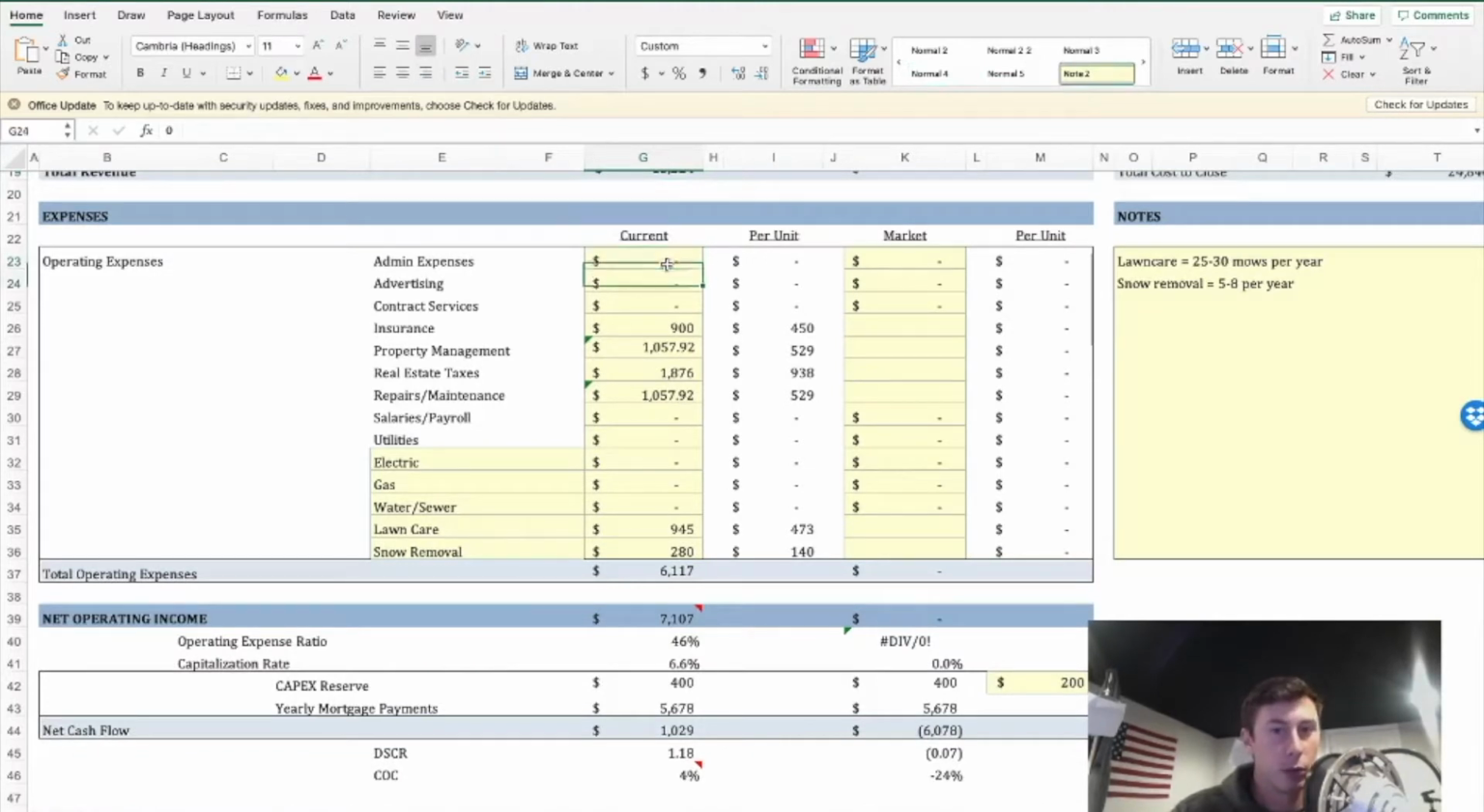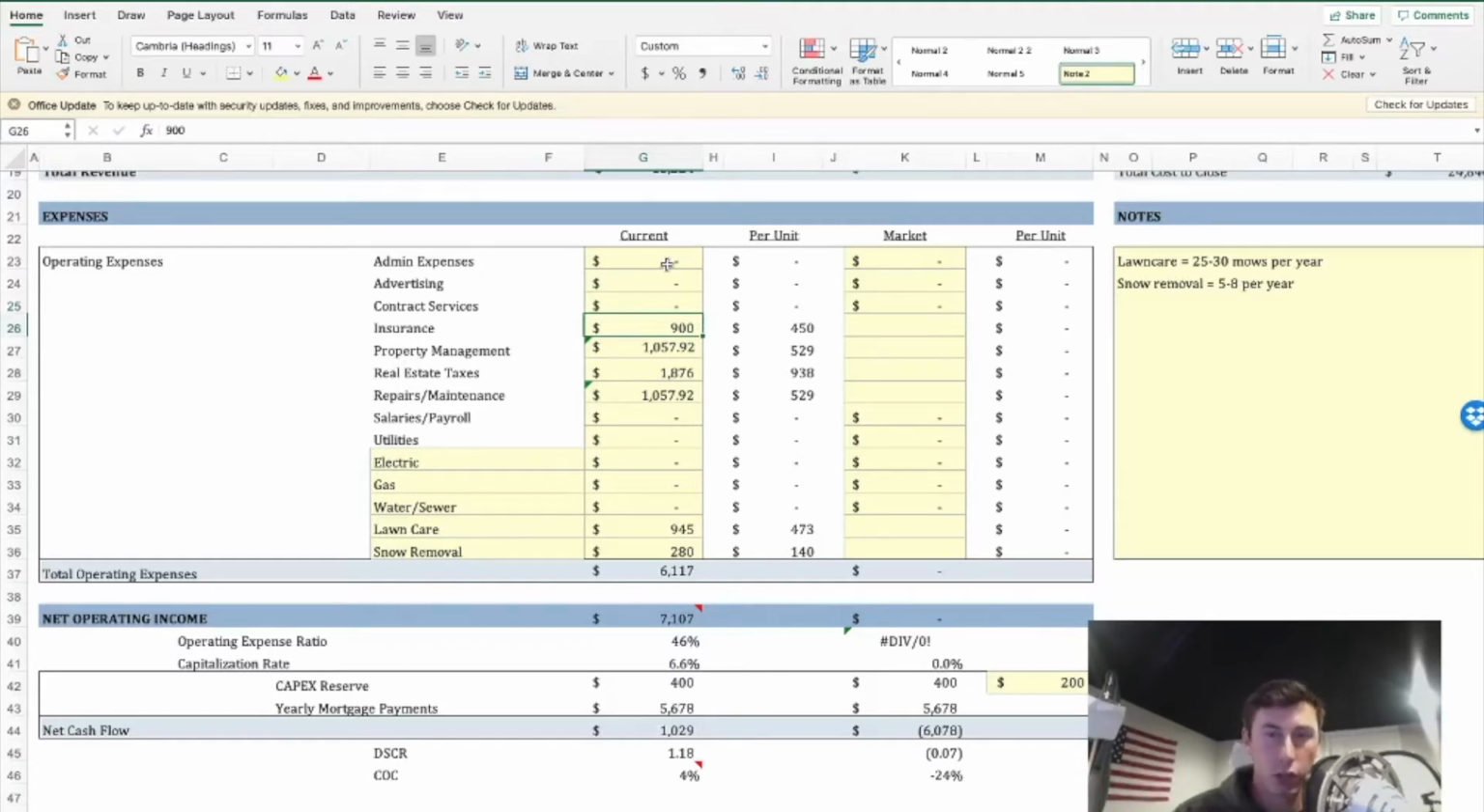So admin, we don't have any of that. Advertising, we're going to use Facebook Marketplace. It's free. Contract services, that'd be things like pest control, other things that you're going to pay like a year for, and some type of service. So we're not going to pay for that.